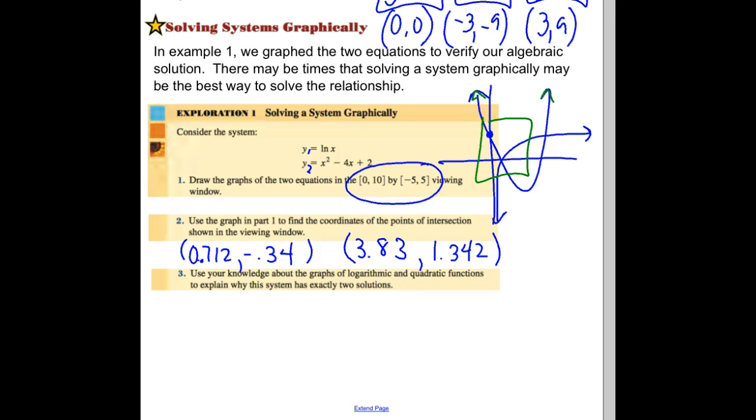Are we confident that there aren't any more than the 2 we found? Yes, because our parabola is opening up. It's not going to come back and swing back down and hit again, right? Our log curve is curving off to the right. It's not going to twist and somehow meet up with that parabola again, okay?